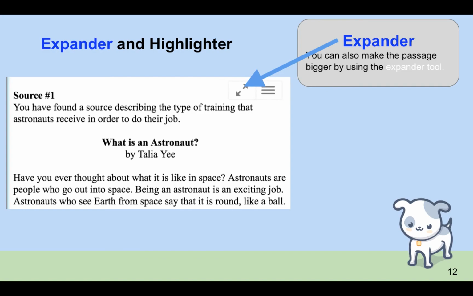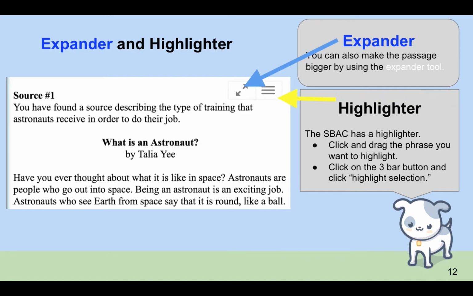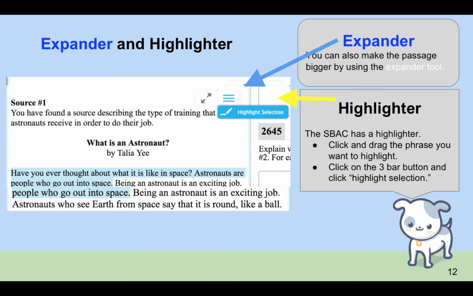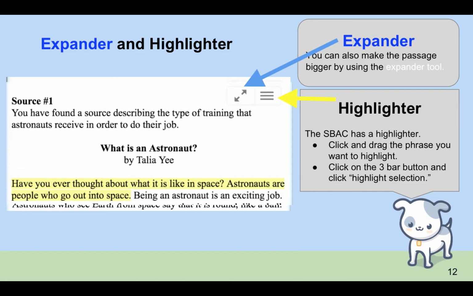There is also a highlighter tool. Dog had trouble finding it. It looks like these three lines here. To use the highlighter, click and drag the phrase you want to highlight. It'll look like this blue bar here. Then you need to click on the button itself, those three bars, to highlight the selection. And then it will appear yellow. So while you are writing your notes, you can look back at the article for the highlighted sections of aha moments you may have had while reading.